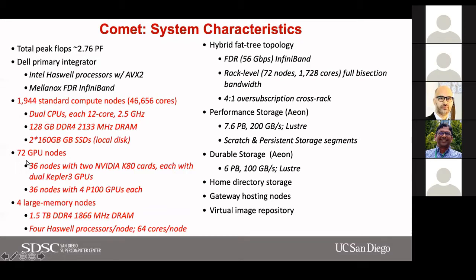And on the 72 GPU nodes of Comet, we initially had 36 nodes with K80 cards, and then we added 36 more nodes with P100s. And as I mentioned, it was a 4:1 oversubscription on Comet. In terms of the performance storage, we had a Lustre-based file system, actually two file systems that aggregate to 200 gigabytes per second.